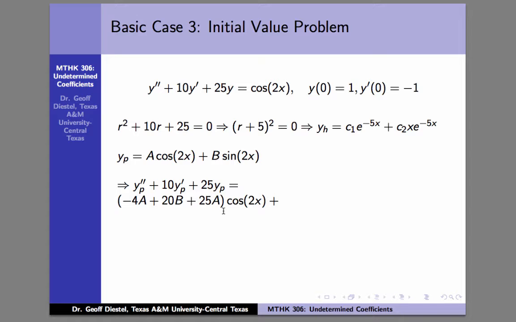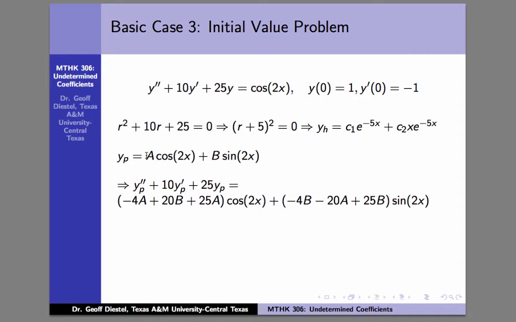We do the same thing for the sine of 2x term. Differentiating y sub p, the second derivative of this sine is going to give us a sine of 2x as well, but what's the constant in front? Well, we're going to differentiate twice, so we pick up a minus sign, and we're going to pick up a factor of 4. So that's where the negative 4b comes from.